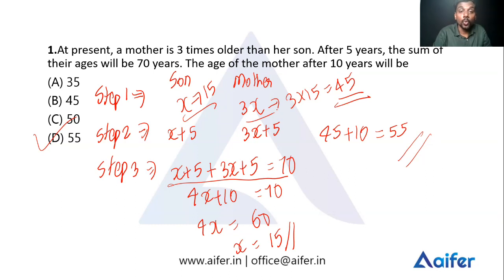But the question is, what's the age of the mother after 10 years? So when they have asked regarding the age of the mother after 10 years, we have to add 10 to 45. So we have 45 plus 10, 55, as the correct answer for this particular question. I hope it is clear.